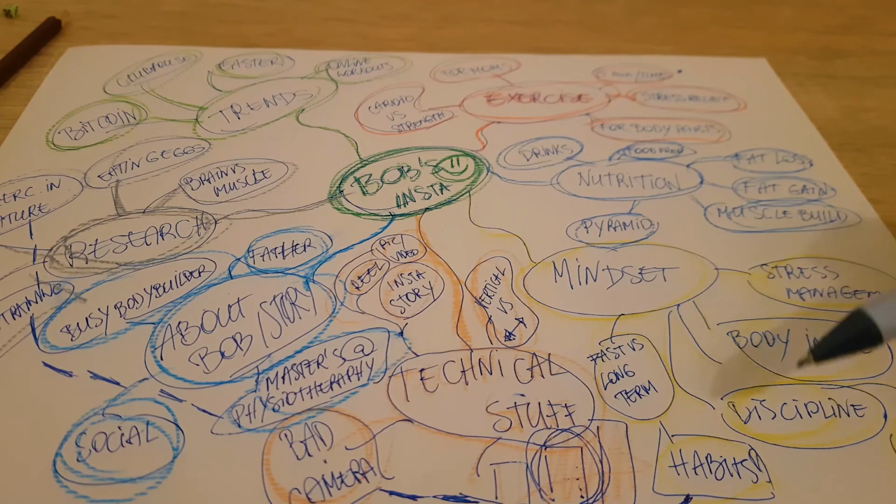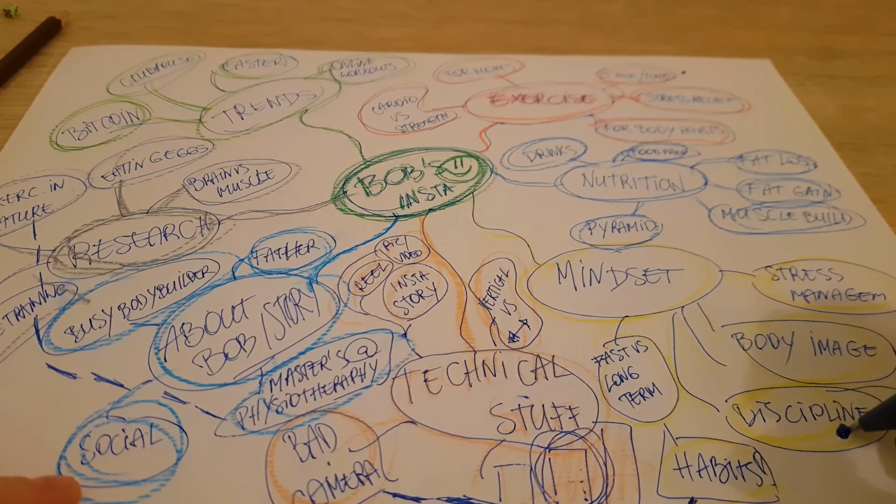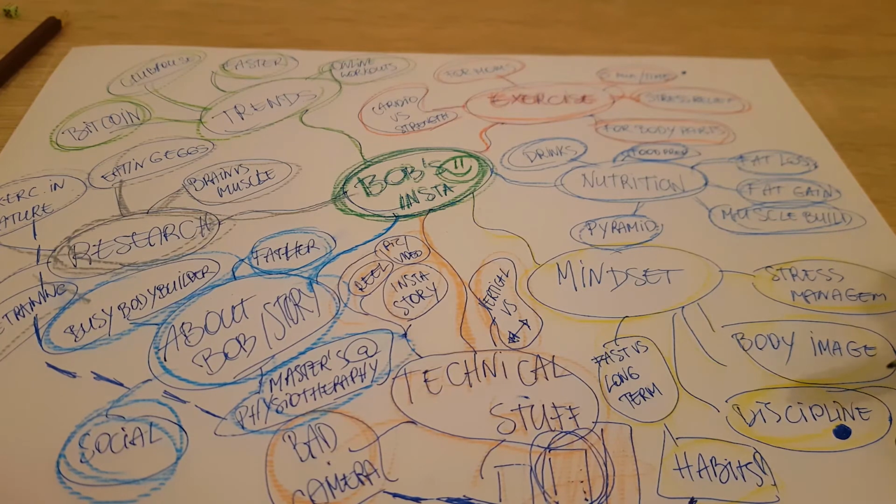For example, this month you are really into discipline, Bob, so you just draw a circle here and color it in to make yourself know that that is the topic that you love to explore.